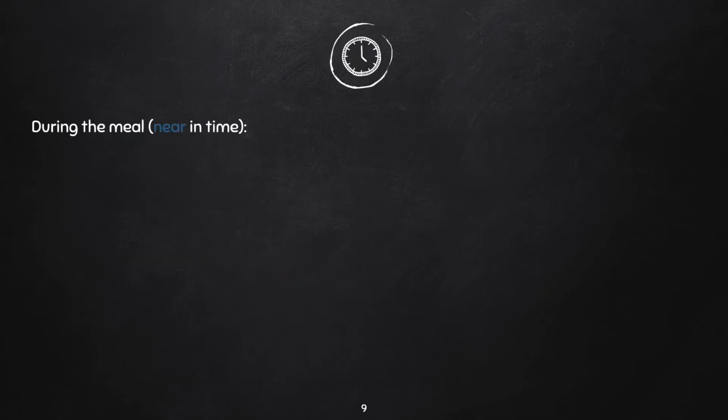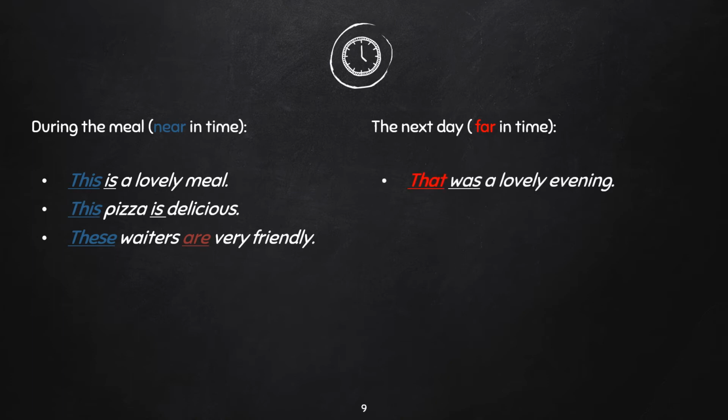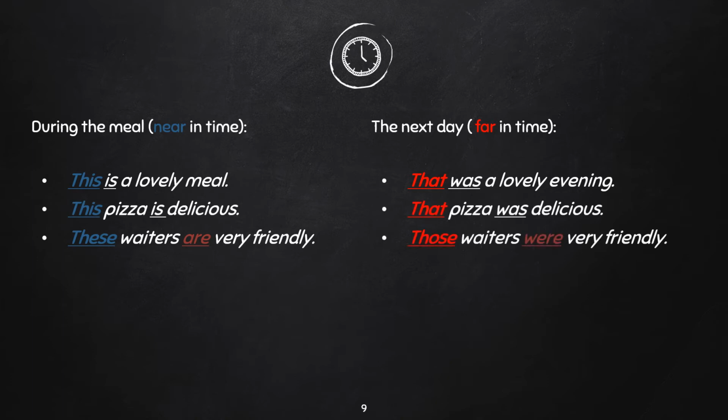For example, during a meal, we would say, "This is a lovely meal," or "This pizza is delicious," or "These waiters are very friendly." But the next day, when we are thinking about the previous evening, we would say, "That was a lovely evening." "That pizza was delicious." "Those waiters were very friendly." Because we are now far in time.